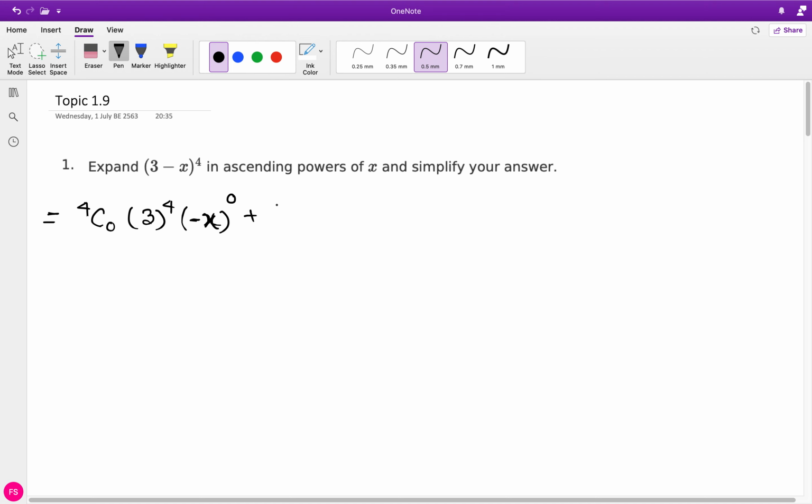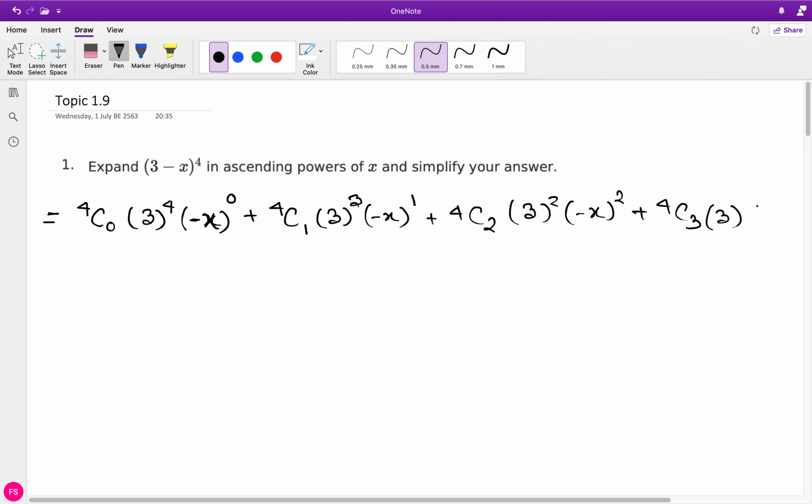So 0 plus, then I'm going to increase the r, 4c1, 3 to the power of 3, negative x to the power of 1, then plus 4c2, 3 to the power of 2, negative x to the power of 2, because r is 2, and this is 2 because 4 minus 2 is 2, plus 4c3, 3 to the power of 1, negative x to the power of 3, plus the last term is going to be 4c4. This is when you need to stop, when n is equal to the r. Then times, the first term is 3 to the power of 4 minus 4 is just 0. And then the second term is negative x to the power of 4.